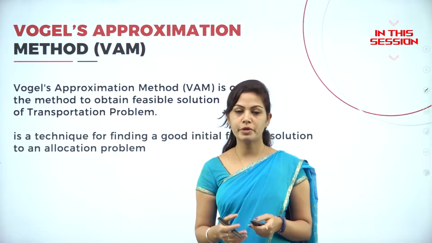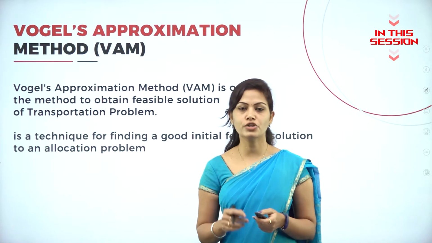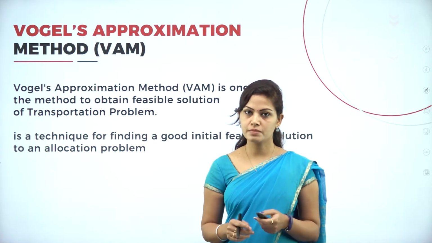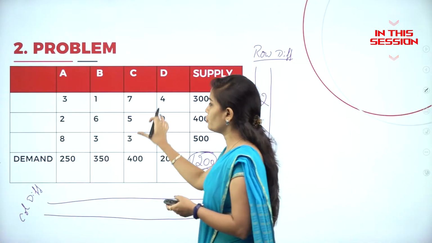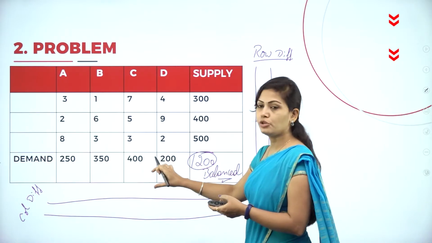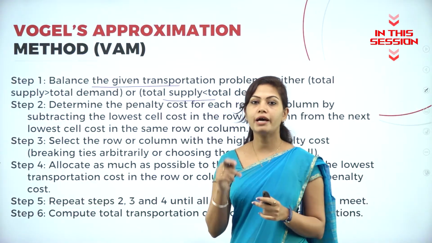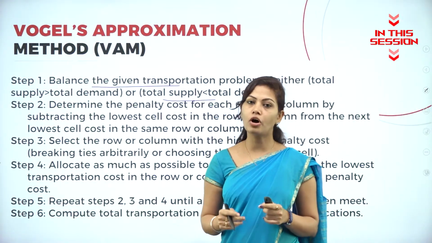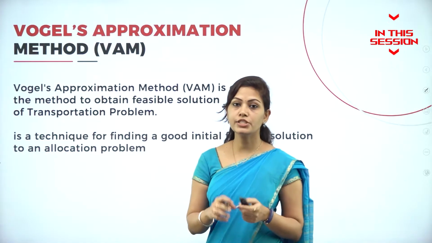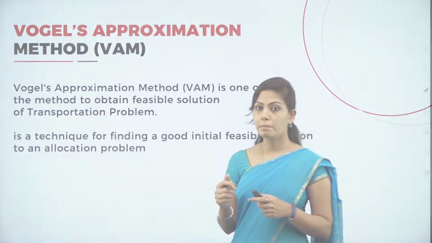This method is preferred over the northwest corner method and least cost method because, except for this supply and demand, you can consider this matrix value. No need to consider the supply value and demand value for finding the row difference and column difference. So the first step is, again, we have to check whether it is balanced or unbalanced, because the initial basic feasible solution is obtained by this method.